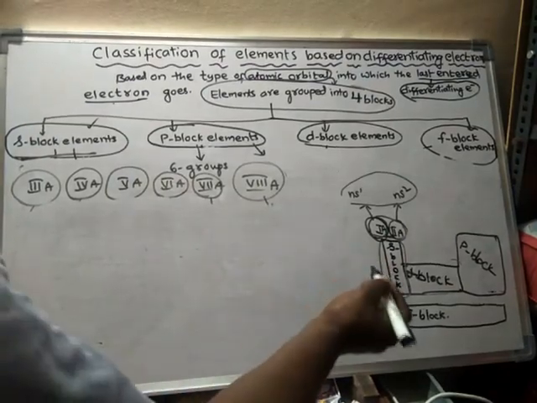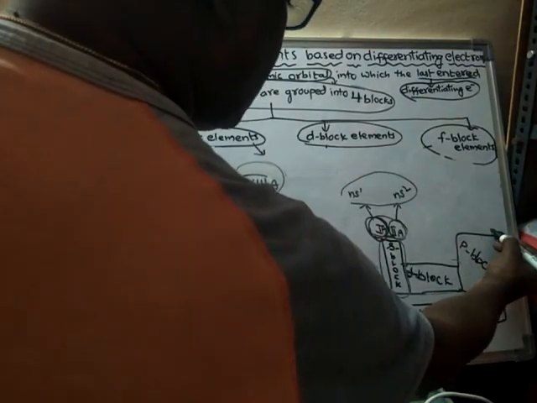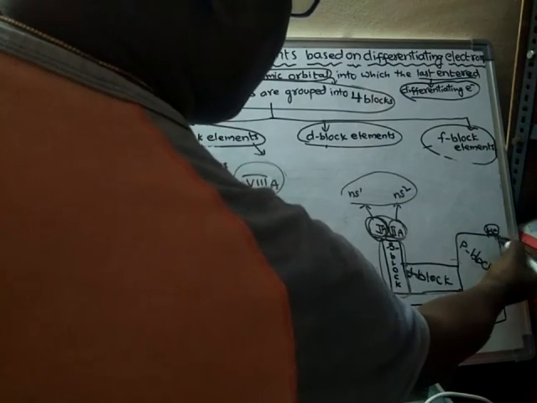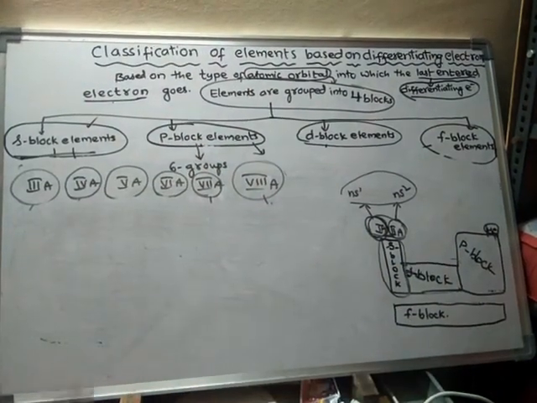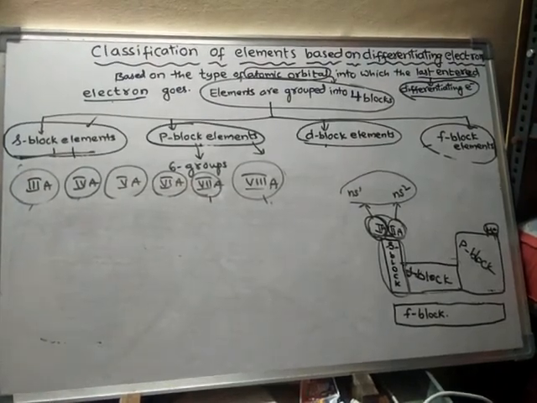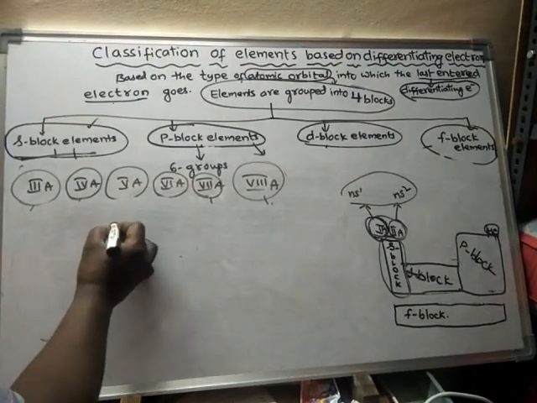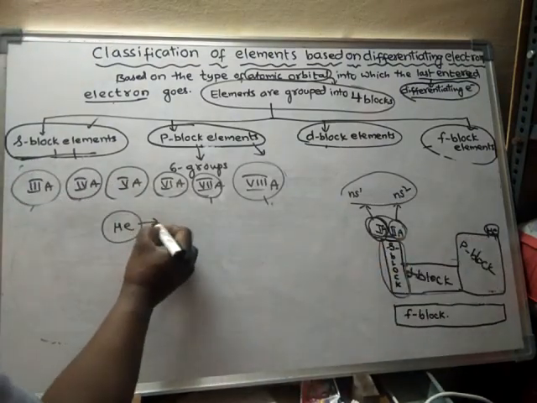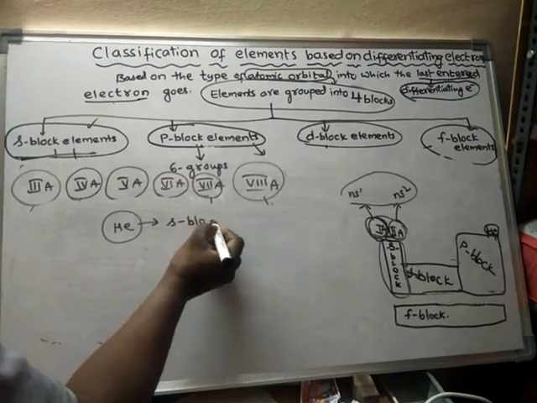See here in P block, helium is present. Helium is present in P block, but actually helium is an S block element. So that is an important thing. Though it is kept in P block, helium is an S block element.